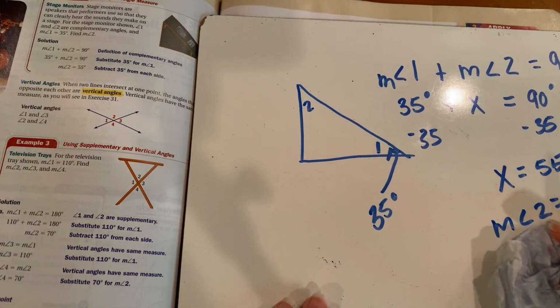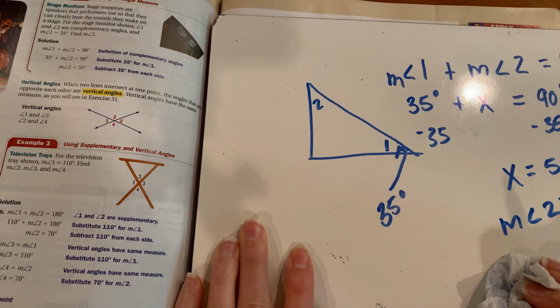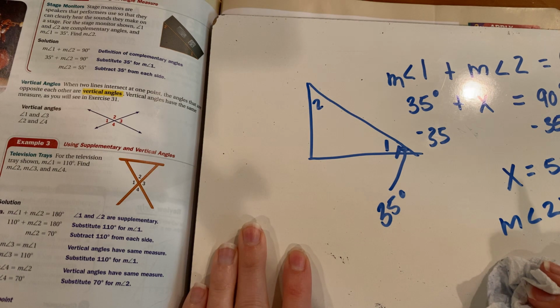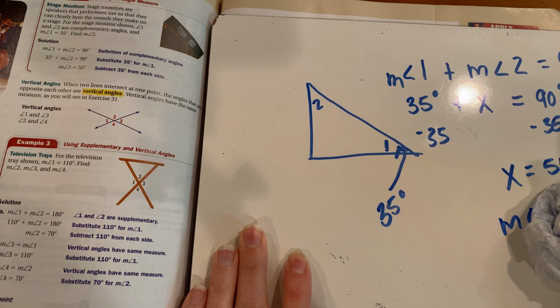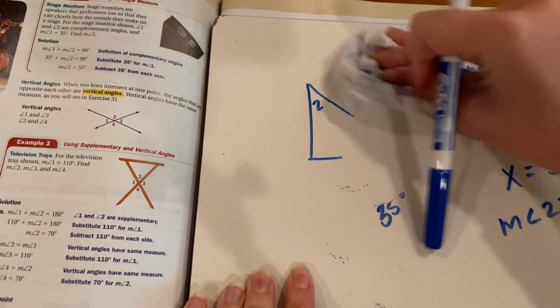Vertical angles. When two lines intersect at one point, the angles that are opposite of each other are vertical angles. Vertical angles have the same measurement, as you will see in exercise 31. All right.